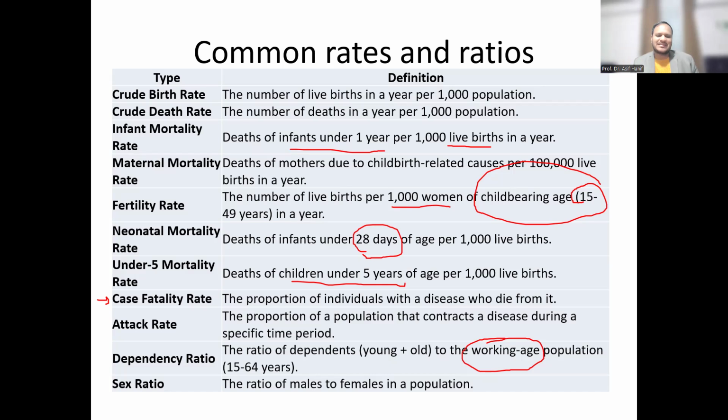Sex ratio: it is the proportion or ratio between male and female. How many males and females are there?